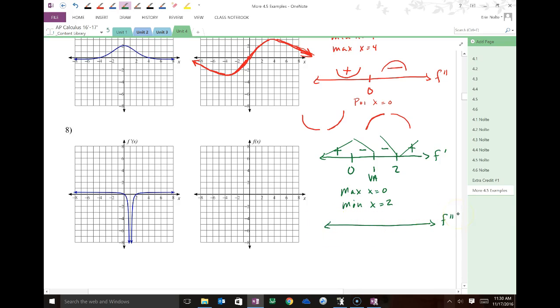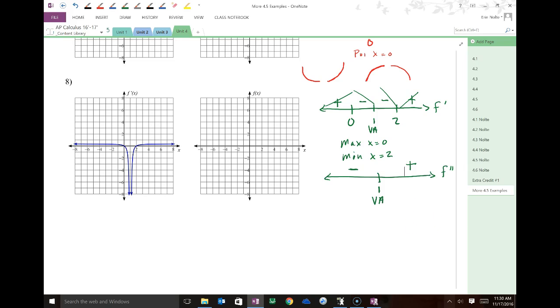To figure out its concavity, I'm going to analyze the slope of the first derivative. I do not see a max or min on here, so the only critical value I'm going to look at is my vertical asymptote. From the left of the vertical asymptote, is it increasing or decreasing? It's going down, so it has a negative concavity. And from the right, it's going up, so it's positive.